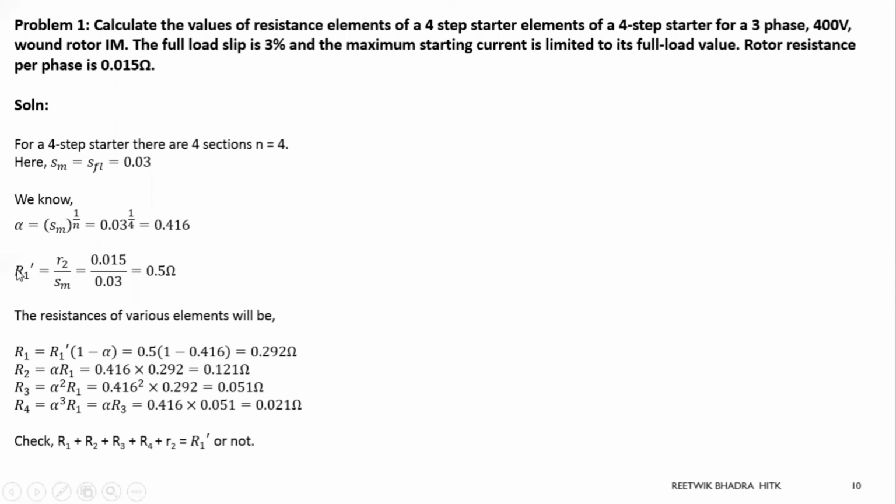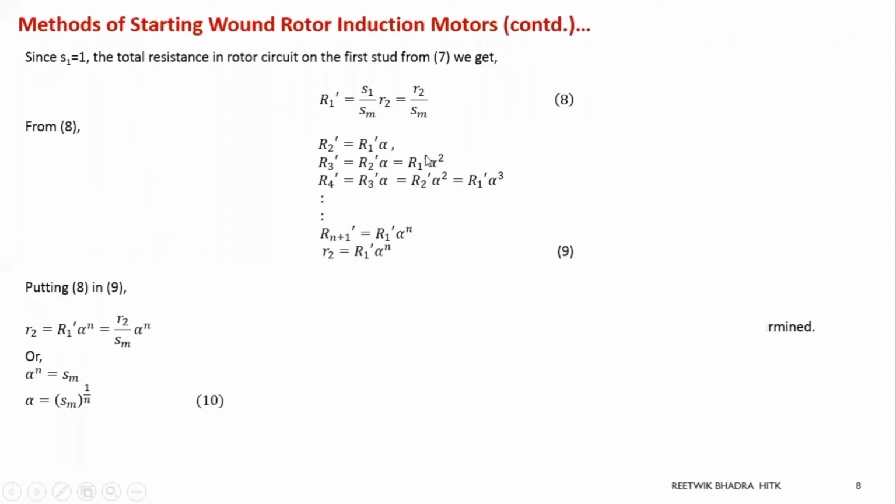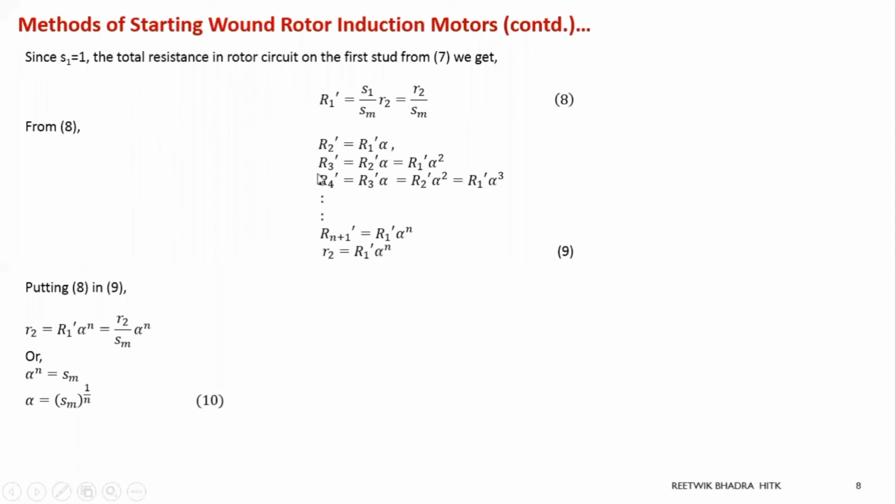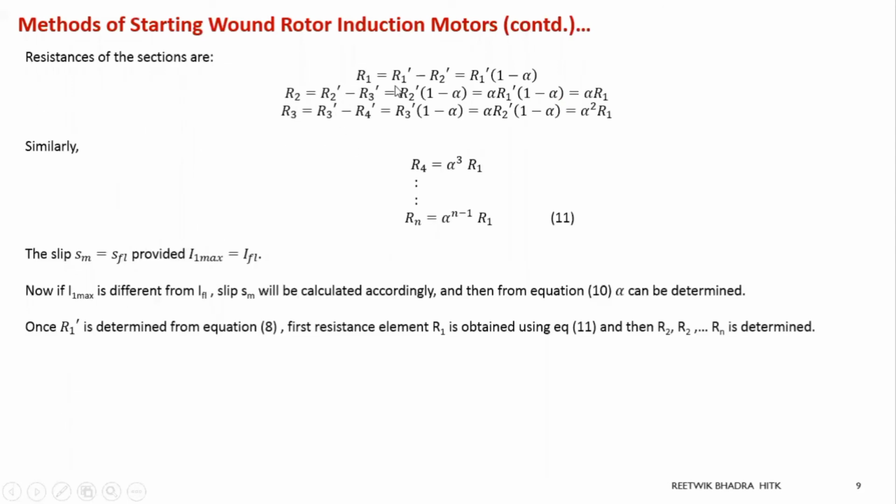Okay. R1 dash is equal to R2 by Sm. So R2 by Sm is 0.015 by 0.01, equal to 0.5 amp. Now, you can go for calculation of this R2 dash, R3 dash, R4 dash, because I told you to calculate R1, R2, R3 in two different methods. If you calculate this R1 dash, R2 dash, R3 dash, R4 dash, no problem. Then you have to follow this method.